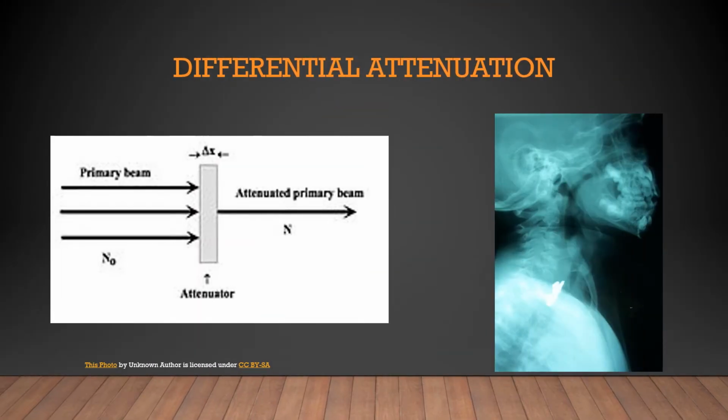Another term we're going to take a look at is differential attenuation. But before we do that, let's take a look at the word attenuation. Attenuation is the total reduction in the number of X-rays remaining in an X-ray beam after penetration through a given thickness of tissue.